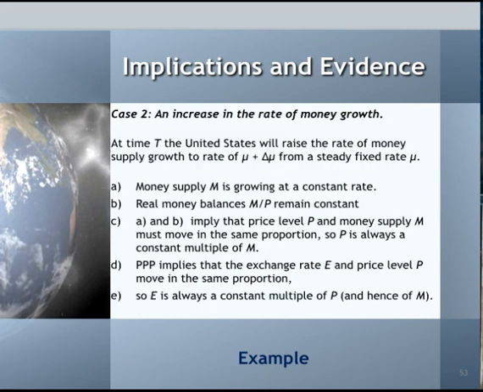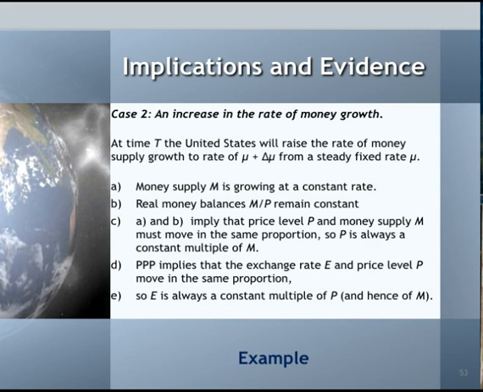Now let's take a look at the case where we have an increase in the rate of money growth. So at time t, the United States or the Federal Reserve decides that they're going to increase the rate of money supply growth to a rate of mu plus delta mu, delta meaning a change in mu, from a steady fixed rate of just mu. What does this mean? Let's go through the scenario.